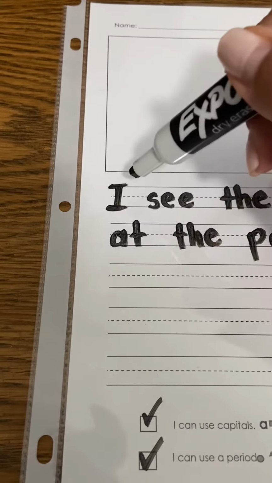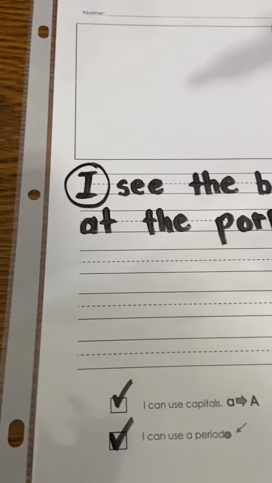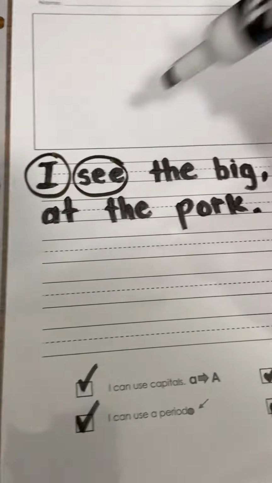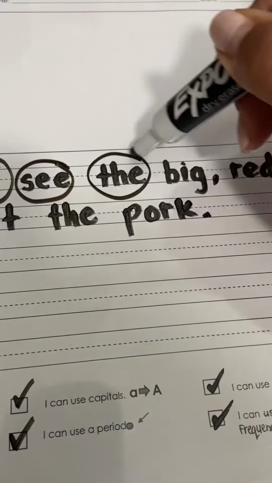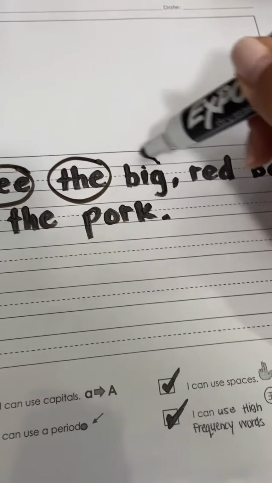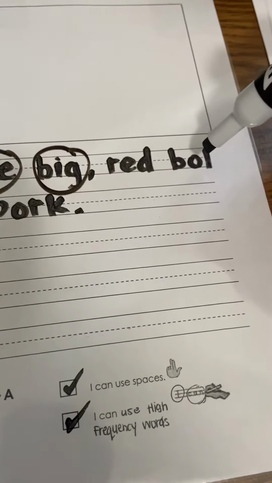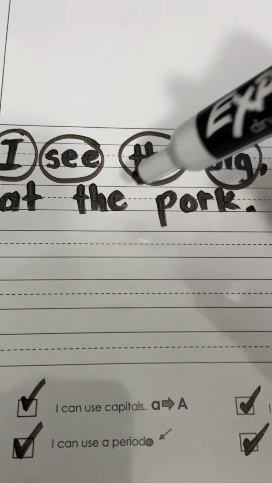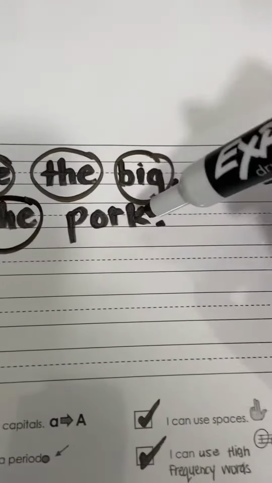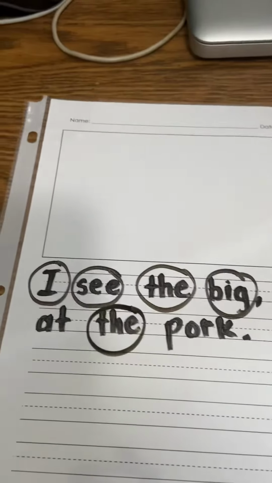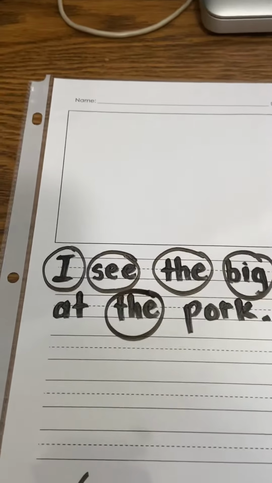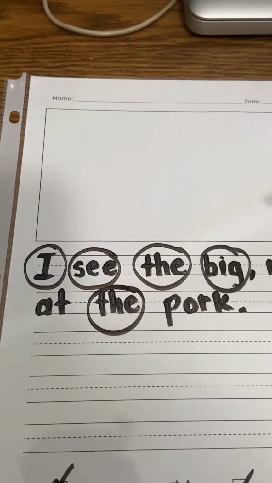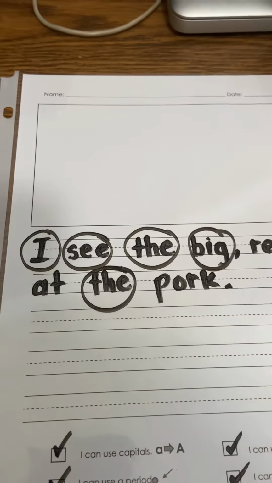So we say, is I a high frequency word? Yes. Is C a high frequency word? Yes. Is the a high frequency word? Yes. Big? Yes. Red? No. Ball? No. At? No. The? Yes. Park. Okay, there's our sentence. So now we need to draw a picture that matches our sentence. So we're going to draw a picture that says, I see the big red ball at the park.